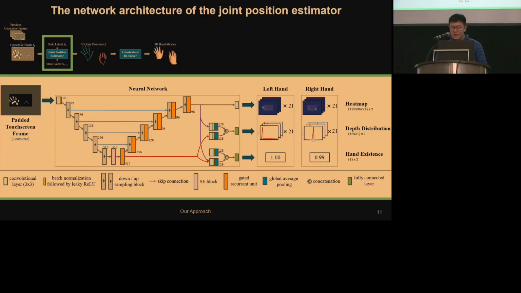We use a neural network to estimate the joint position of each hand in the touch image. For a given touch image of the current frame, the algorithm first determines the existence of each hand within the image and subsequently predicts the 3D coordinates of each joint. To enhance accuracy, we employed a heat map and depth distribution for each joint, which has been demonstrated to be more accurate than directly predicting the coordinate values.